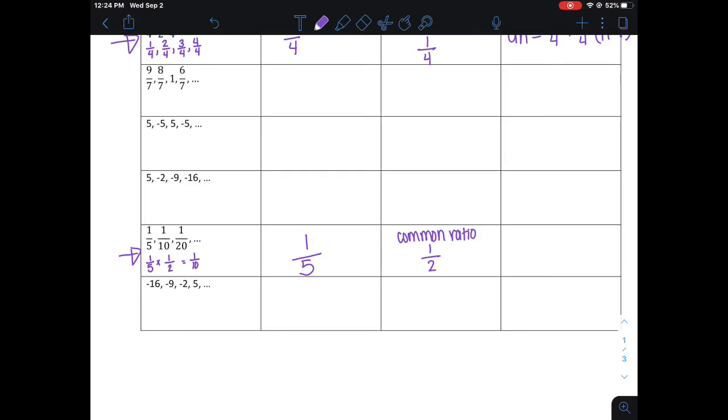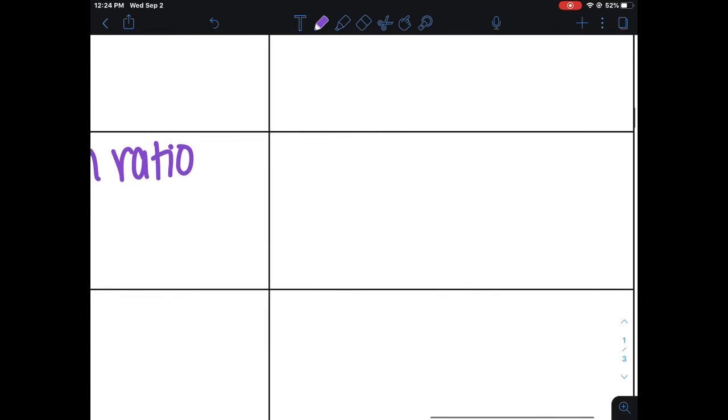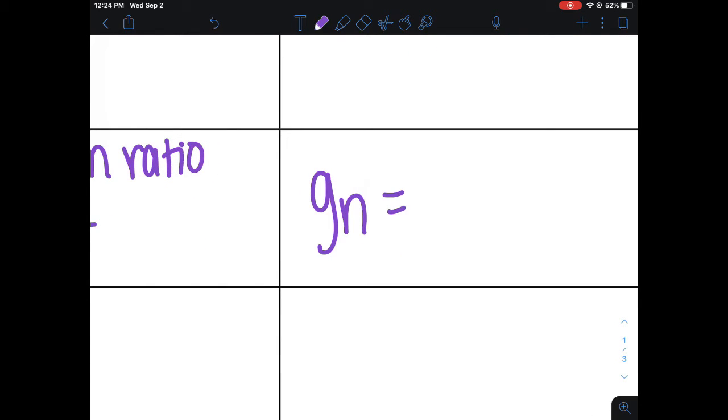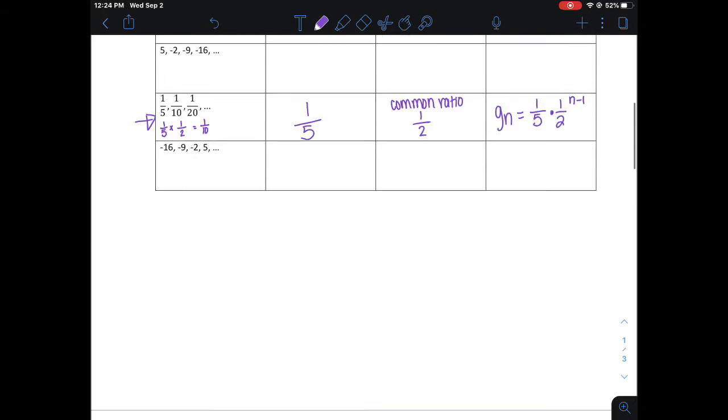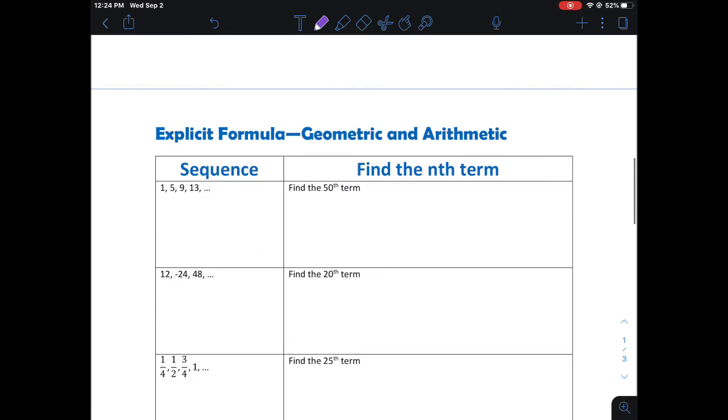Geometric sequence, because we're using multiplication, so we have G sub n equals 1/5 times 1/2 to the n minus 1 power. All right, and then I think the rest of them are pretty straightforward, just those fraction ones that were a little bit hard that I wanted to walk you through. So let's go down to the bottom now, and I'll help you out with some of those.